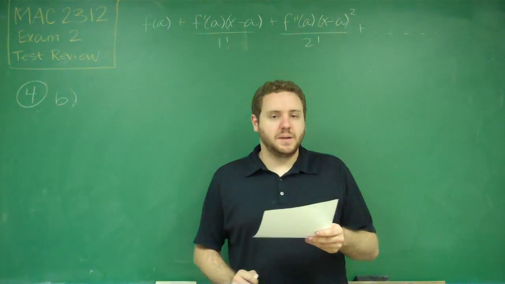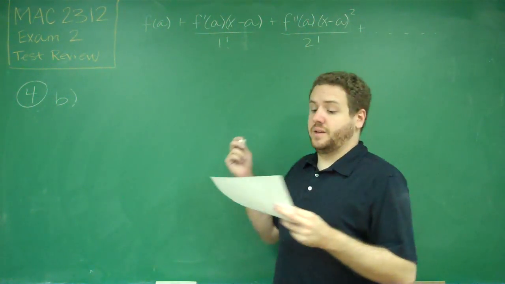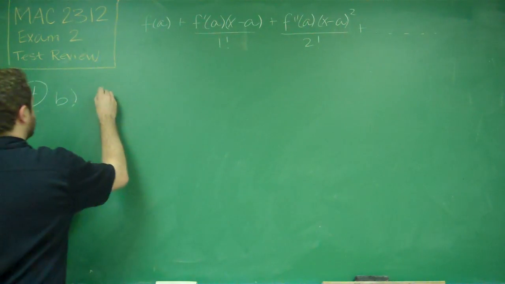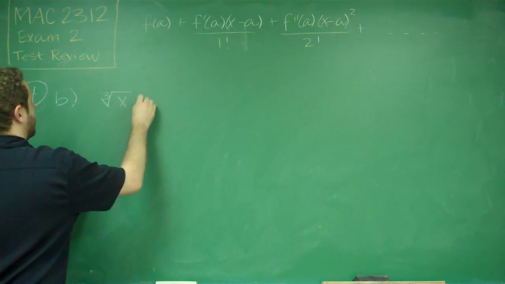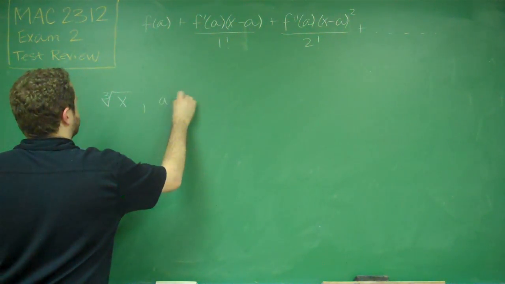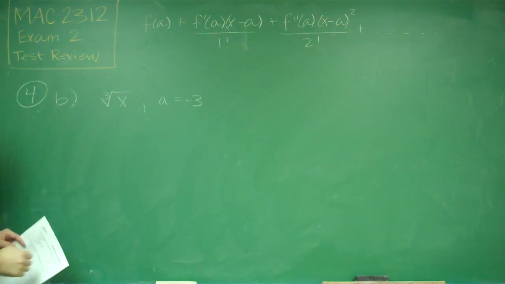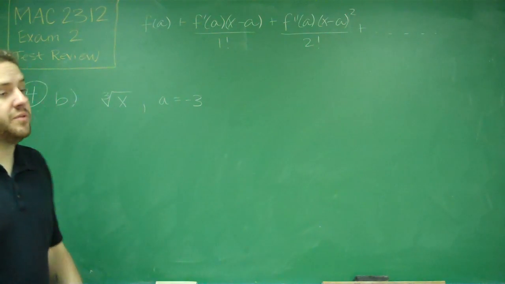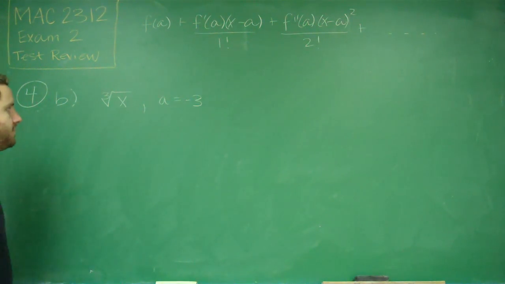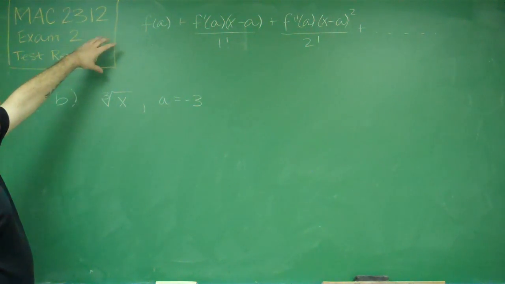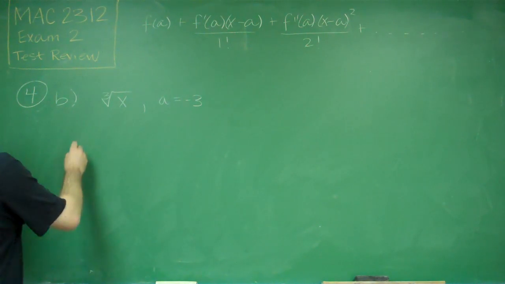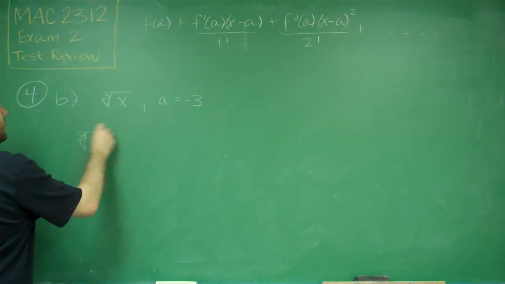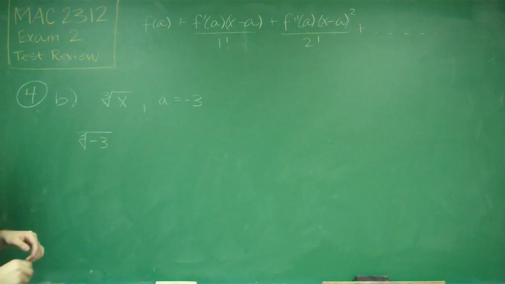Okay, so for question B in part 4, again we're doing the Taylor expansion. This time our function is cube root of x, and our a is equal to -3. So we're just going to use our formula up here to get the first three terms in our Taylor expansion. So first term, just plug in -3 to the function. So we are going to get cube root of -3.